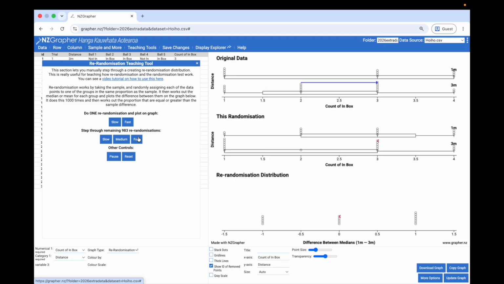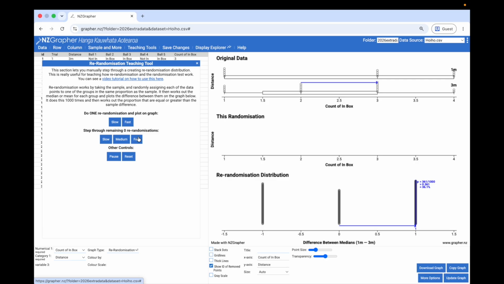Now we're going to do this 1,000 times. So some of the time we're getting a difference of -1, some of the time we're getting a difference of 0, and some of the time we're getting a difference of 1. And what we find out is that a difference of 1 or more happens 36.1% of the time. So what we're saying here is that there's a 36% chance that this happened just by random chance.